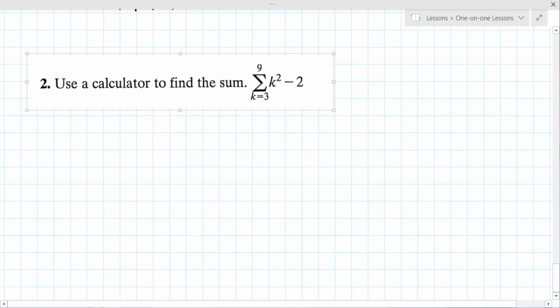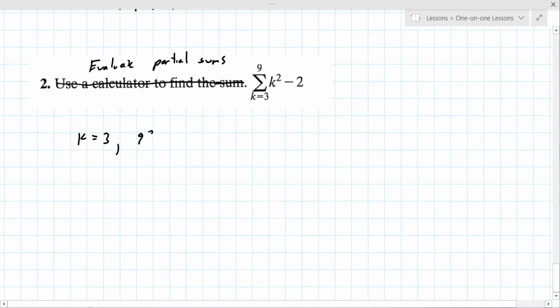Let's just change it up a little bit. Let's just say to evaluate partial sums. Have you heard that terminology here? Yes, I have. Okay, so the first thing is we can just write out a few terms. Let's say k is 3. That means it's 3 squared minus 2, which is 7. So your first partial sum, the sum of the first term, which is really when k equals 3, which is kind of weird, but we'll just do it like that. The sum is 7. That's a partial sum.